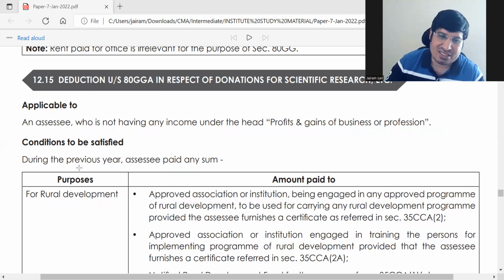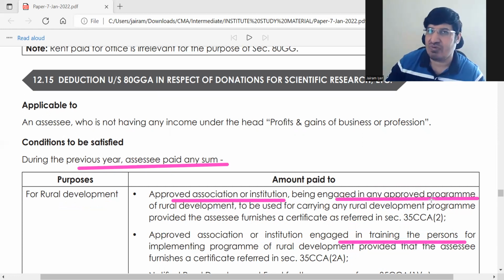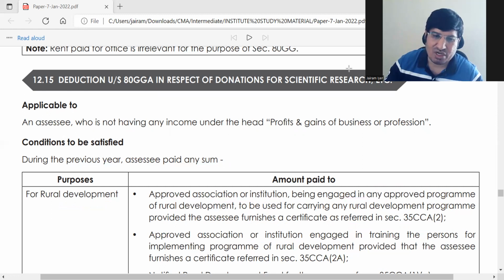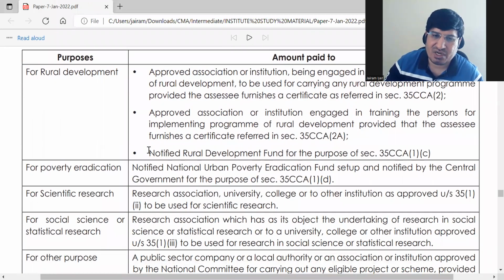The assessee has paid a sum to approved institution or association which is engaged in rural development program, or which is giving training to people for implementing rural development program. बस इतना ही. This is the important point here. So these two are about what? Rural development program. और यहाँ पे third point is he has directly given money to notified rural development fund. That's it. ठीक है, ये हो गया.